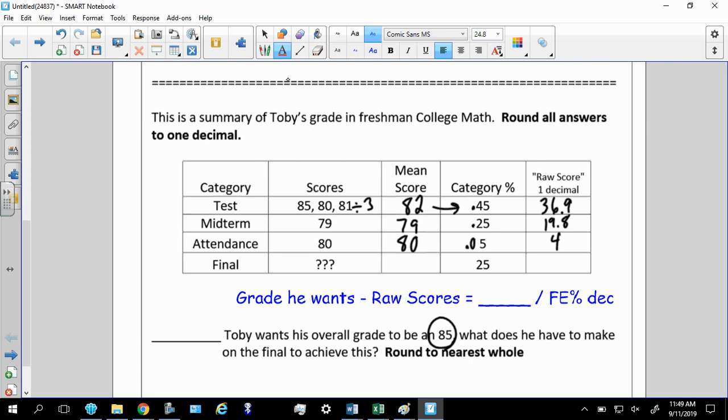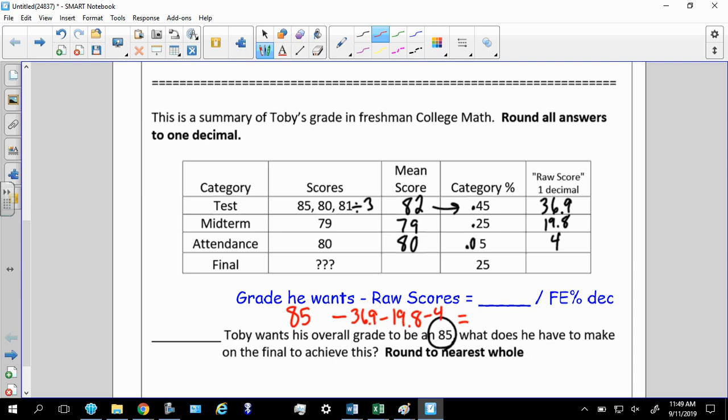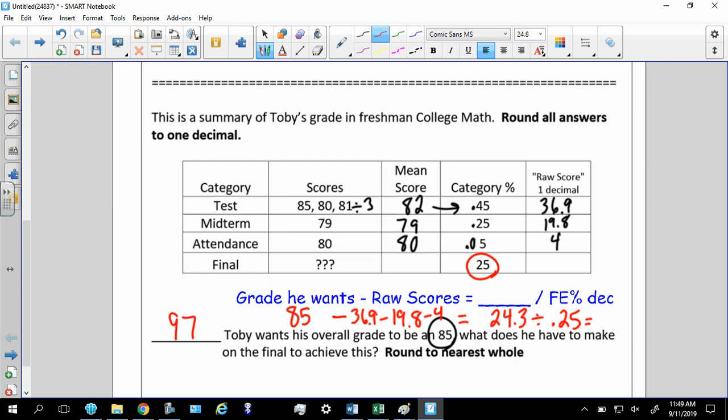So Toby wants to make, I'll write it down here, he wants to make an 85. We are going to subtract all the raw scores, which is 36.9 minus the 19.8 minus the 4, and when I do the math, I get 24.3. And I'm going to divide that number by the final exam percentage. See that, 25%? 0.25. When I do the math, round it to the nearest whole, Toby's got to make a 97 on the final in order to get his grade to an 85.